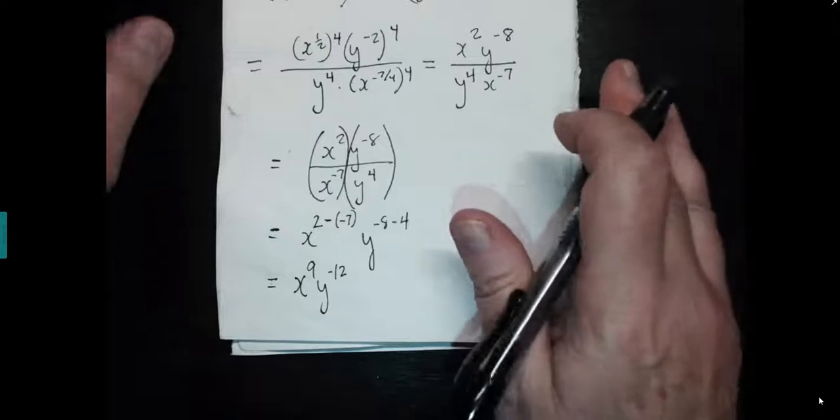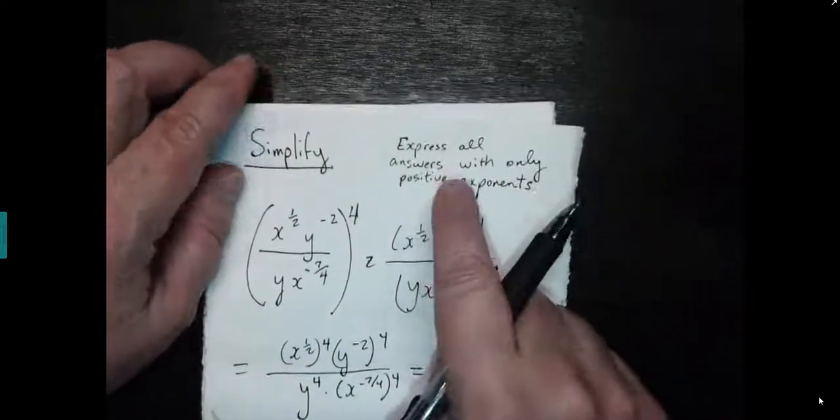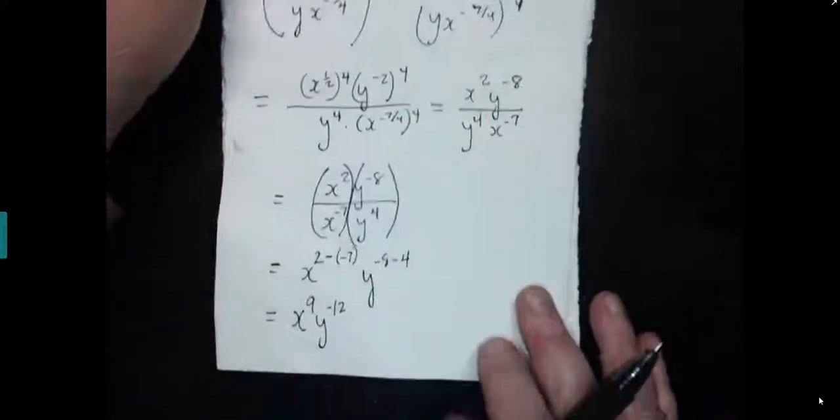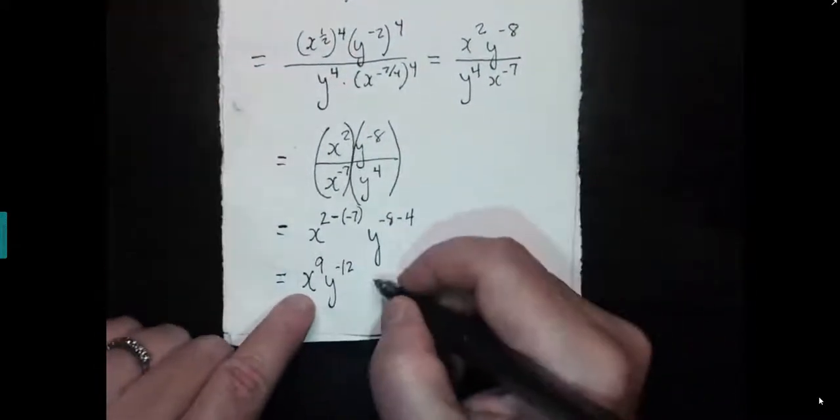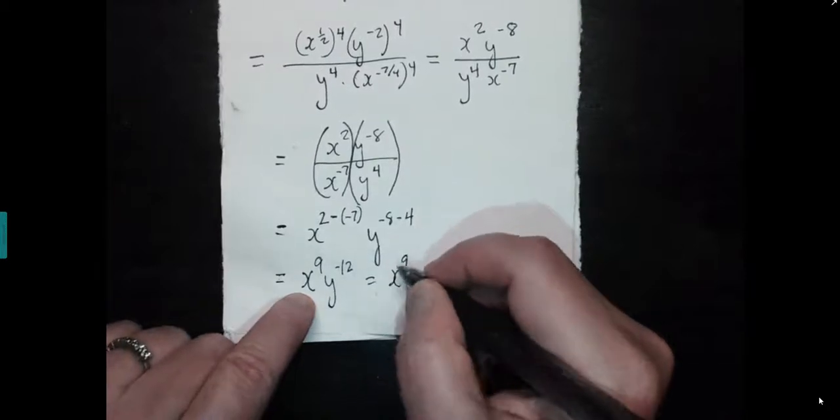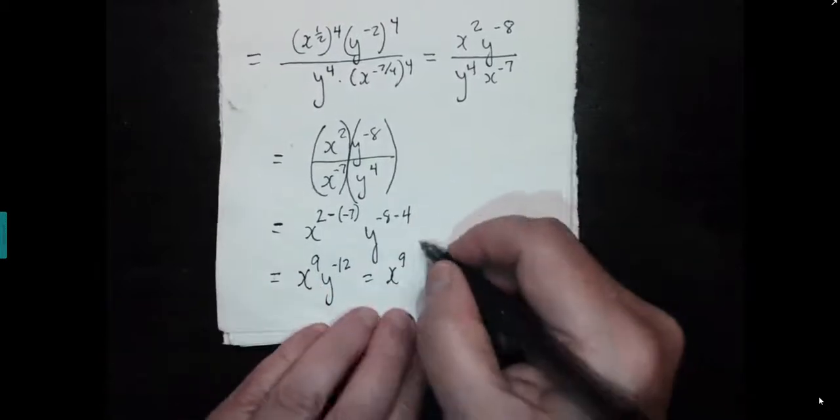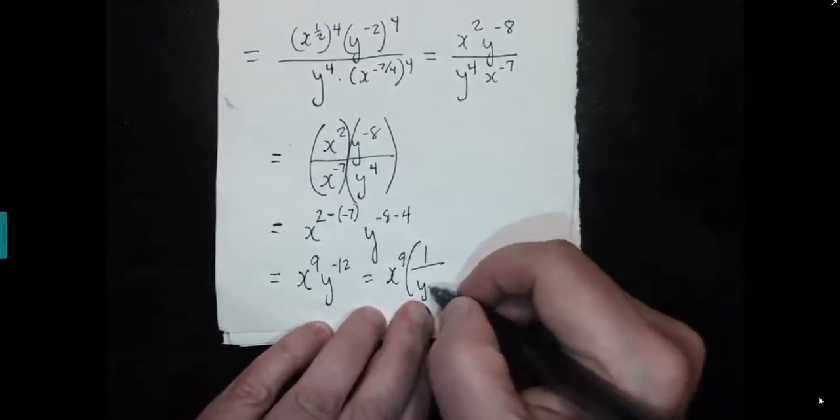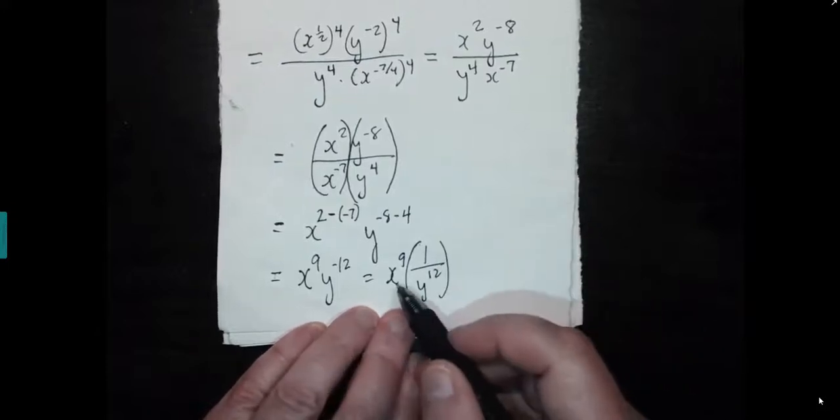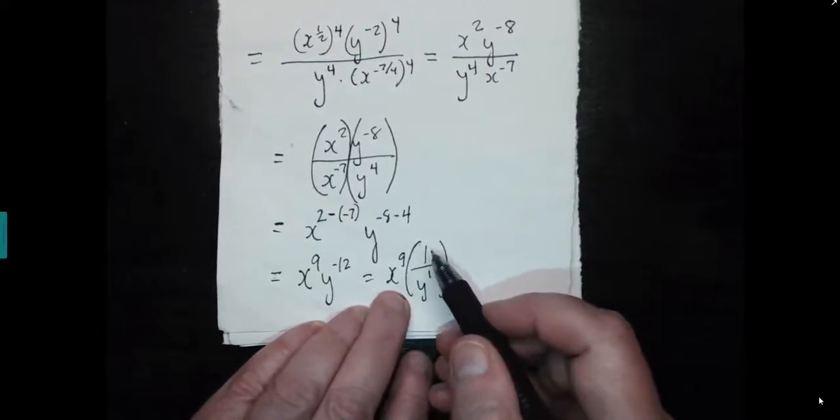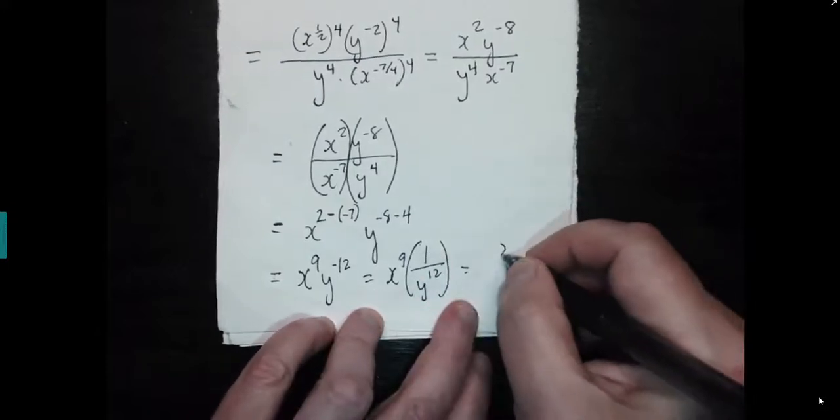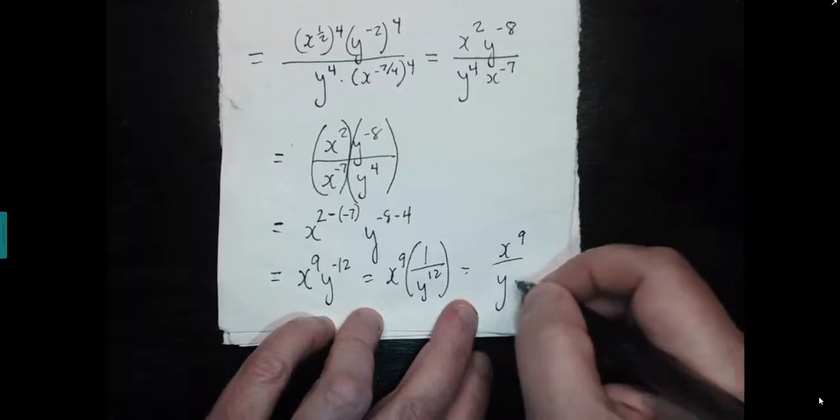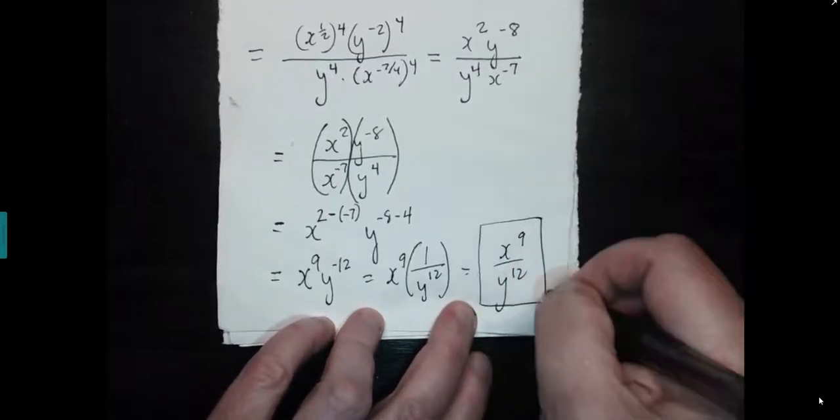and that's going to be y to the negative 12th. Most of the time, textbooks will tell you to express your answers only with positive exponents, so that's what we're doing here. So x to the 9th is fine, but y to the negative 12th is the same thing as 1 over y to the positive 12th, and then if I multiply these together, x to the 9th just gets multiplied in the numerator. So this is my simplified form.